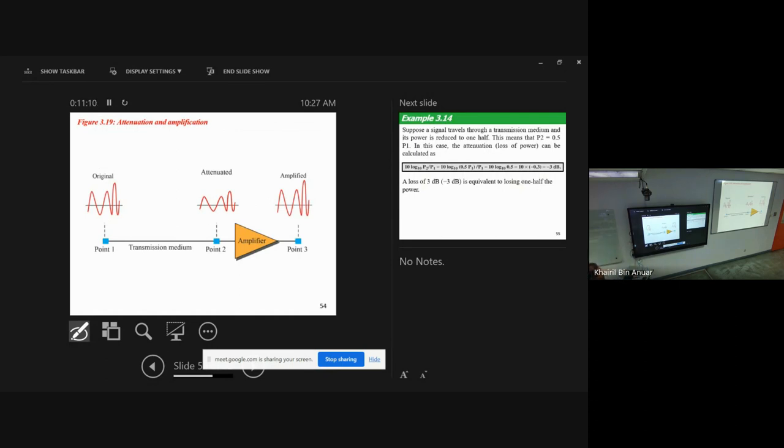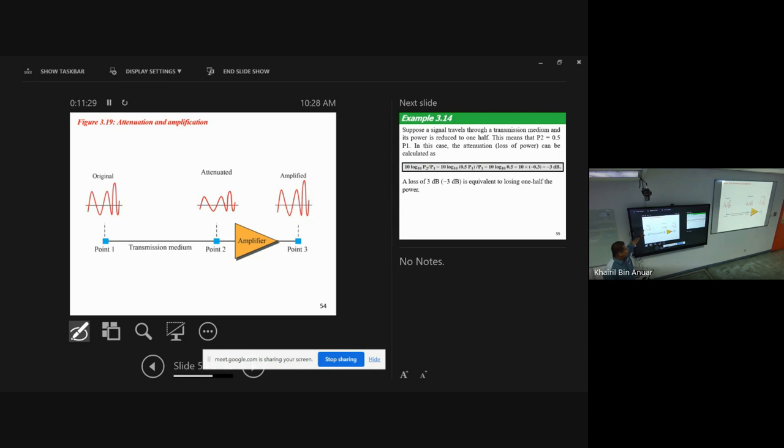So this is an example. In transmission, sometimes you are not between two different end users. You have to go through intermediate nodes. Okay? So this represents where you have one intermediate node. From the sender to the receiver, you have an intermediate node.